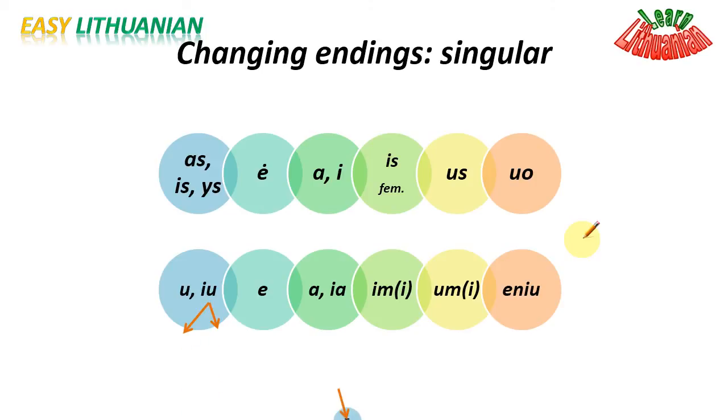Now, remember the sound alternations. Again, this is only two words, so marti, marčia, pati, pačia, naturally sound alternation happens. But you have to remember this sound alternation. Skėtis, skėčiu, umbrella.